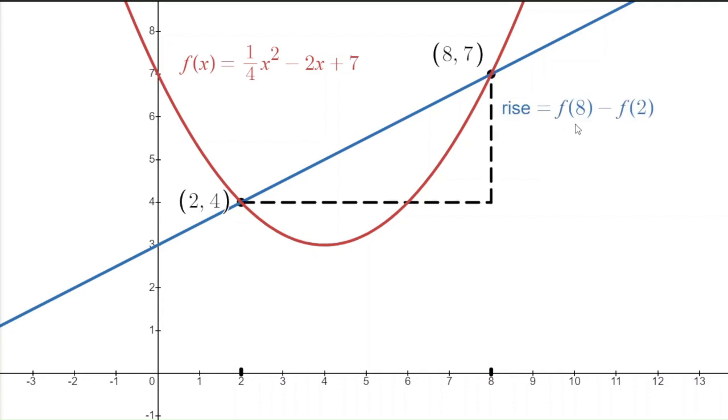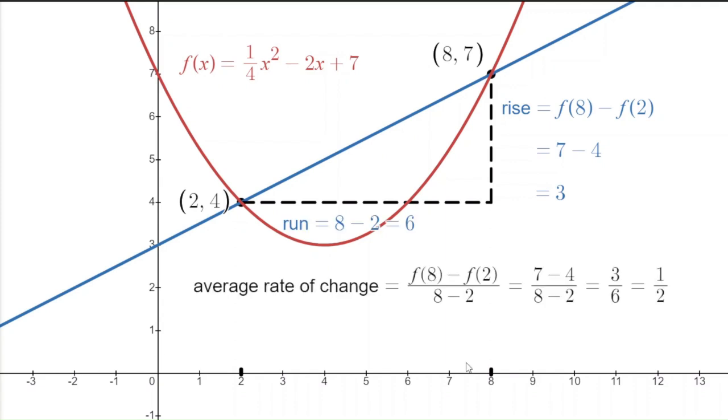And the rise was f of 8 minus f of 2, right? F of 8 was this value 7. F of 2 was this value 4. And so when we subtract them, we get 7 minus 4, which is 3. Okay, and then the run, of course, is just 8 minus 2, which is 6. And so therefore, the average rate of change was this by definition, and when we simplified it, we get 1/2.